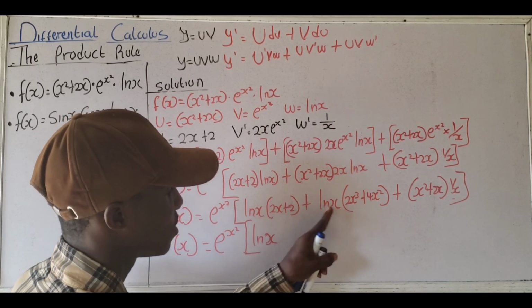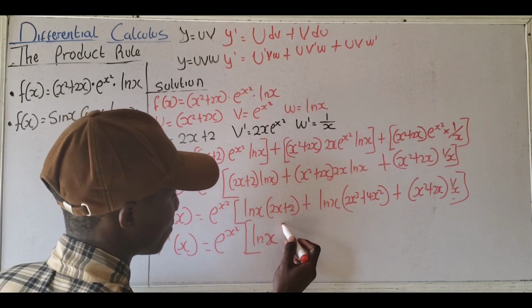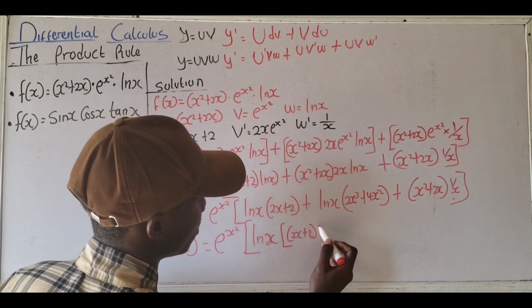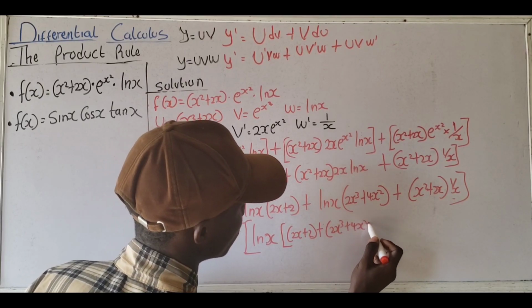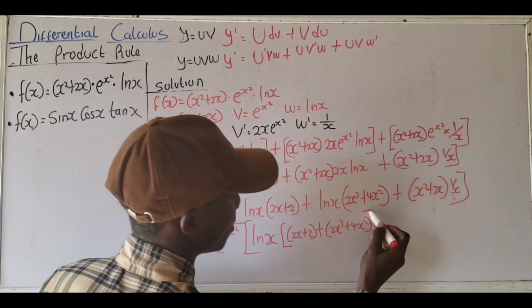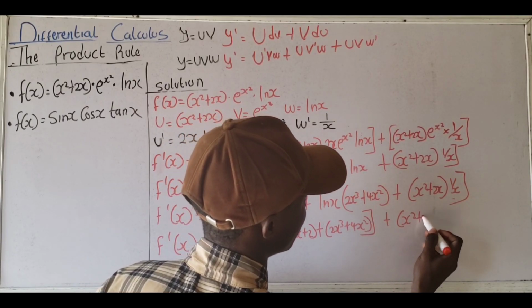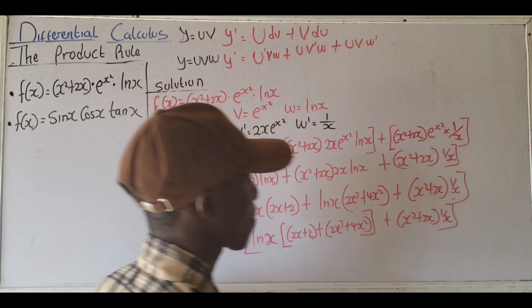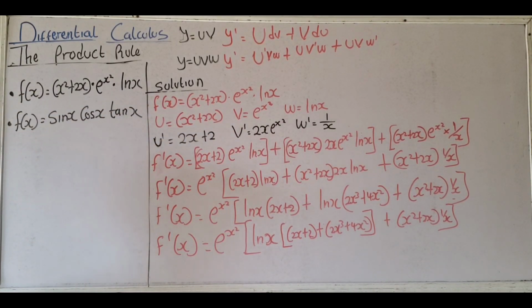Now, ln x is common to both of these, so let us factorize it out. I'm going to have open the second bracket 2x plus 2 plus 2x raised to the power of 3 plus 4x raised to the power of 2. Okay, close the big bracket, then plus x squared plus 2x multiplied with 1 over x. Okay, so you can stop at this.